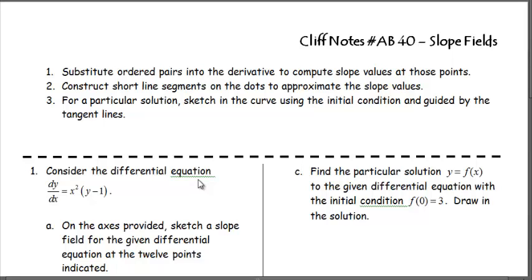So clip note number 40 reminds us about slope fields. One of the things that we can do is substitute ordered pairs into the derivative to compute slope values at those points and see if the little short slope segment's going in the direction that we need it to match the number. Another thing that we're sometimes asked to do is to actually create a slope field to construct those short line segments on certain ordered pairs. And then we're also asked to sketch the curve using the initial condition and guided by the tangent lines. So those are some of the things that we're asked to do with regard to slope fields.